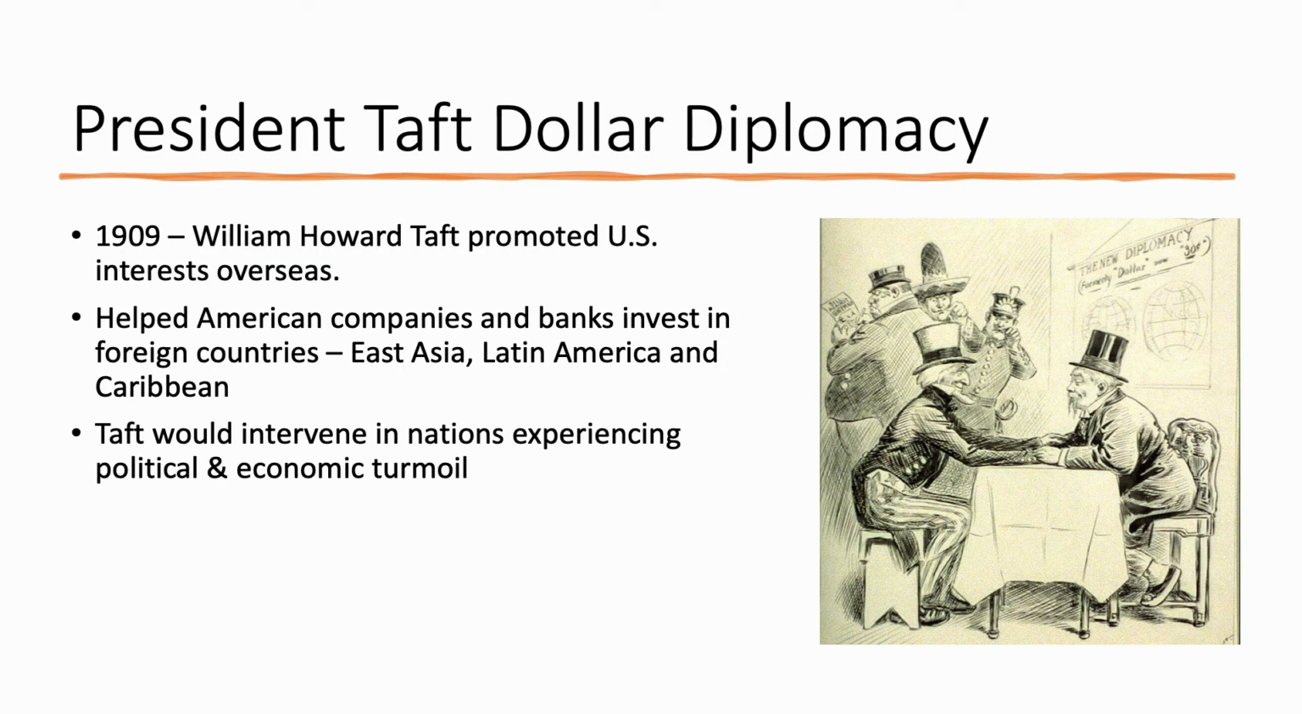The president that comes into power after Roosevelt is President William Howard Taft, and he is also going to promote U.S. interests overseas. He's going to help American companies and banks invest in foreign countries. So U.S. companies and banks are going to start investing in East Asia, Latin America, and the Caribbean. And Taft announces that he would intervene in nations that were experiencing political and economic turmoil, especially if U.S. businesses were invested there.